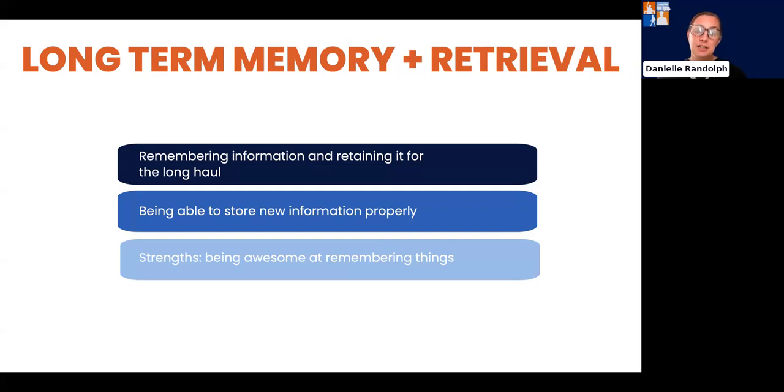So this is really a great strength for a lot of people who, again, like to learn new information. You see people on Jeopardy, right? And they can pull out random facts that they've known all along and be able to use that information. So that's a strength in long-term memory and retrieval.